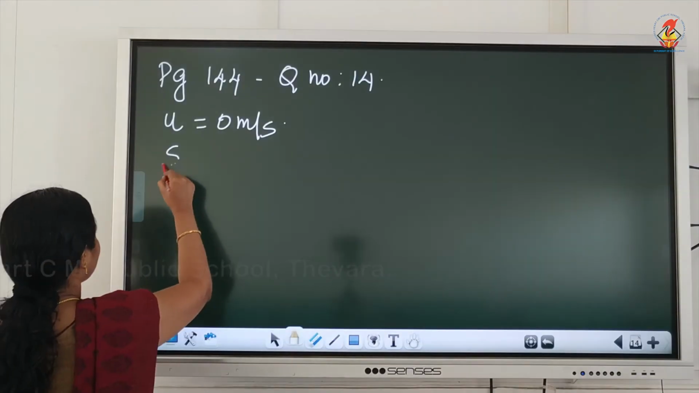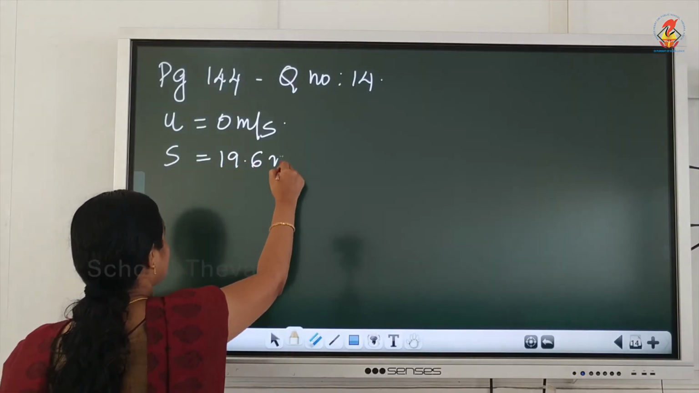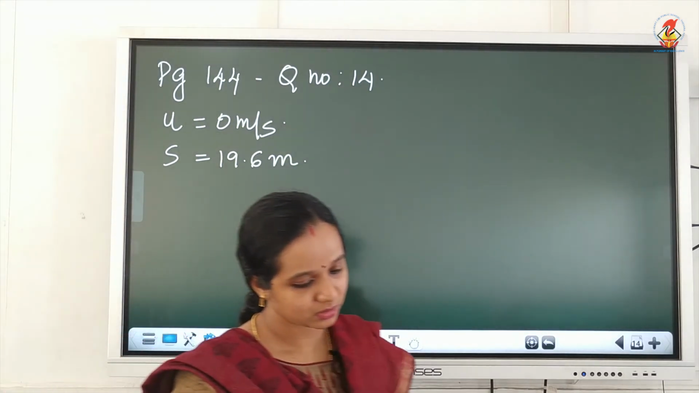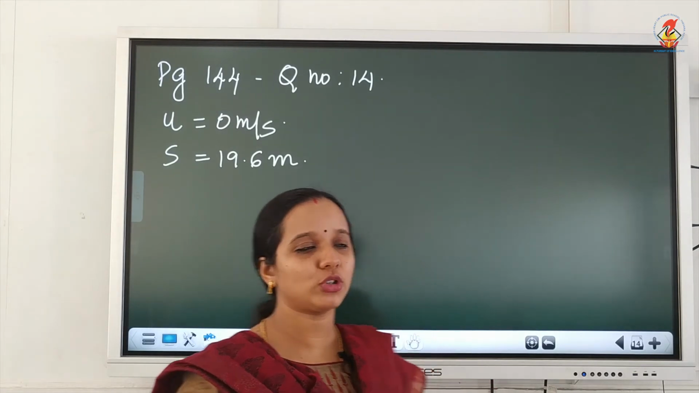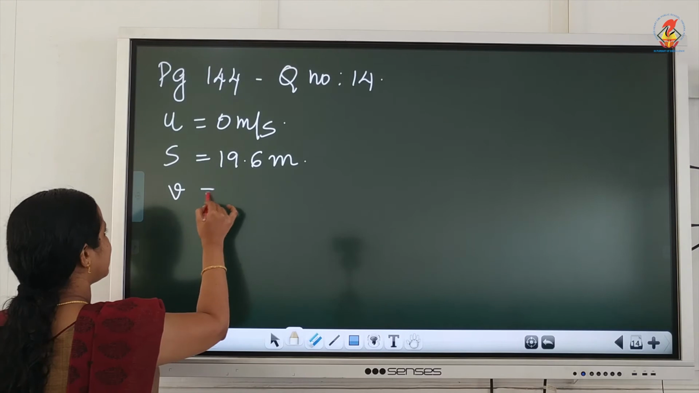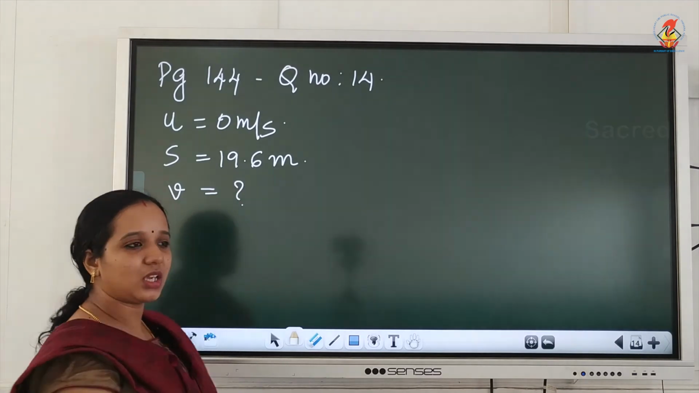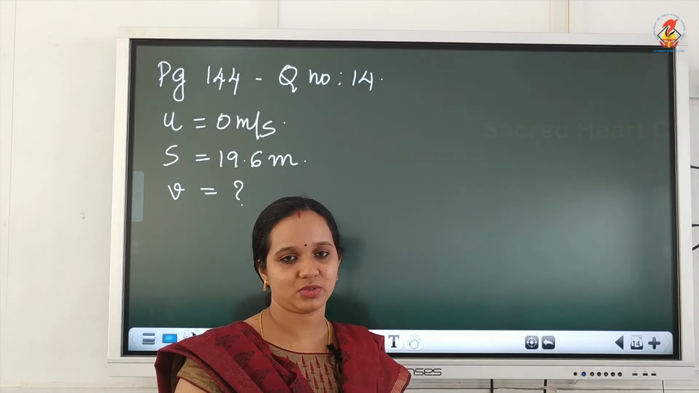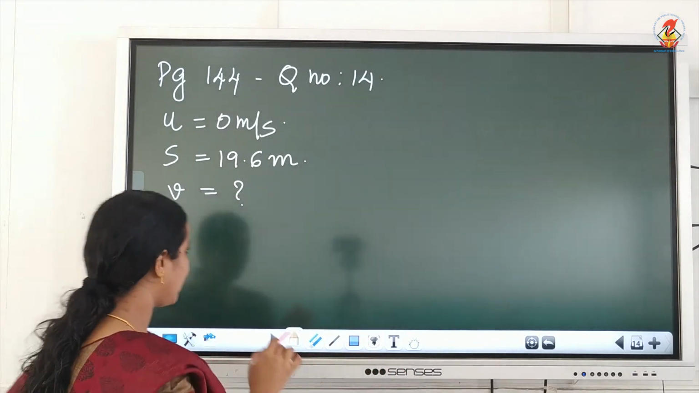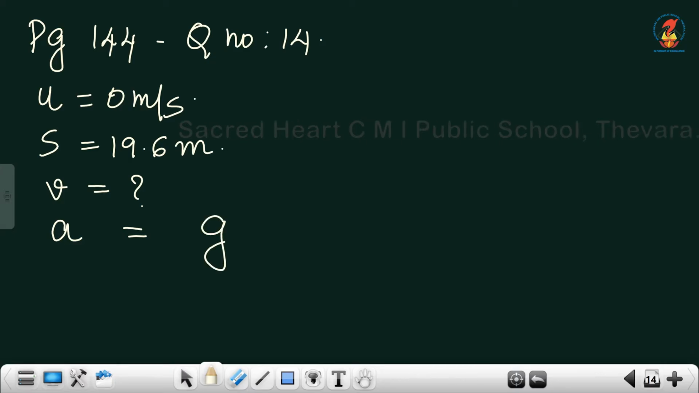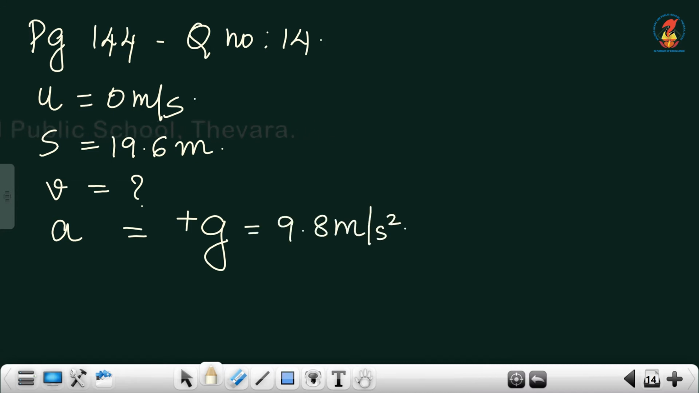So the height covered by the object is 19.6 meters. Calculate its final velocity just before touching the ground. You need to calculate the final velocity v. Here the body is descending down. So as a body descends down, its velocity will increase and acceleration of the body will be equal to acceleration due to gravity and will have a positive sign since the body is moving down, which is equal to 9.8 meter per second square.